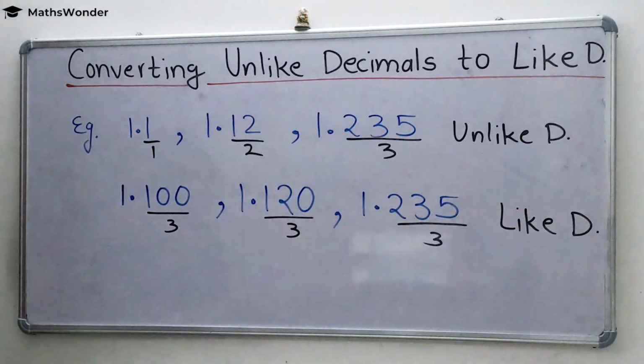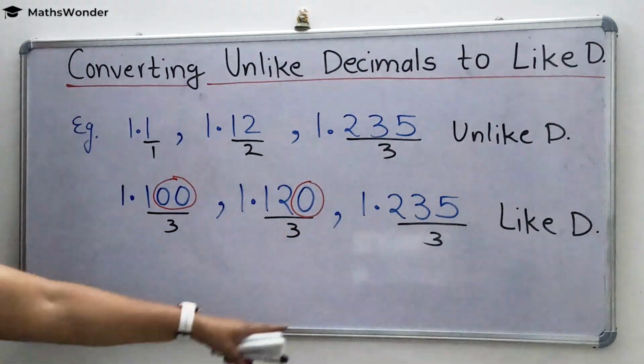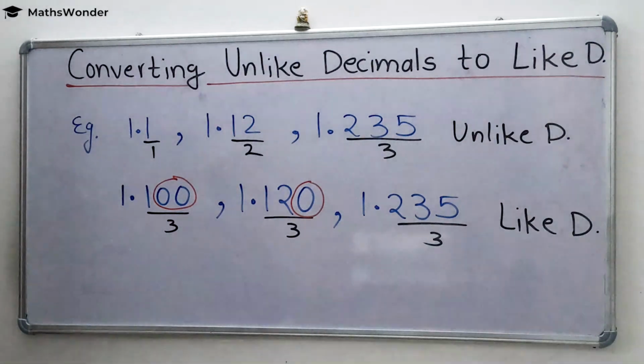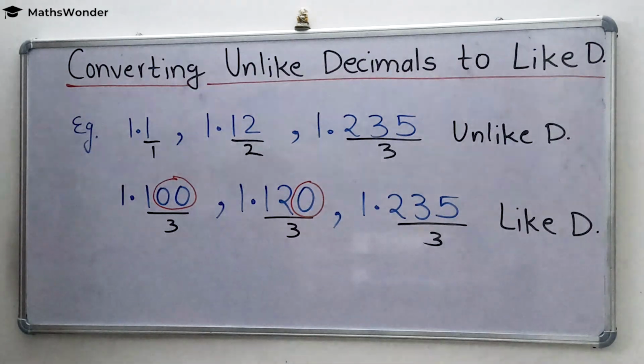Understood now? Any confusion? So we added two 0s here, one 0 here, and here we have no need to add a 0 in the third because it's already 3 digits. Got it? So you can convert unlike decimals into like decimals easily by adding 0 to the extreme right of the decimal part, because it does not change the value of the decimal number.